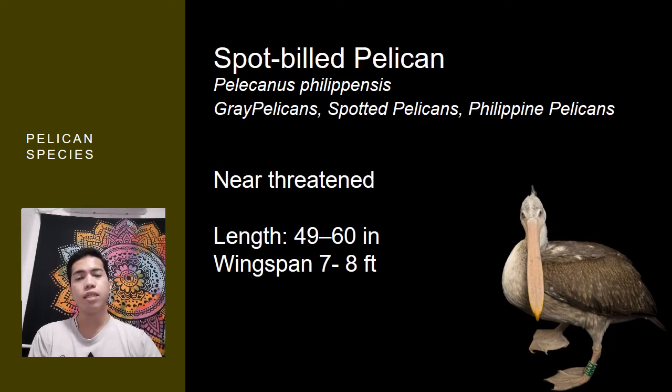Finally, the last species is the spot-billed pelican, or Pelecanus philippensis. This species is also known as the gray pelican, spotted pelican, or the Philippine pelican. They are considered a near-threatened species. They can grow to about 60 inches with a wingspan of about 7 to 8 feet.